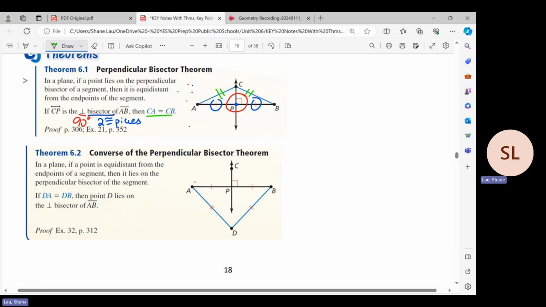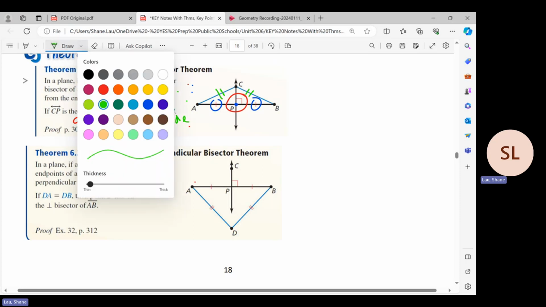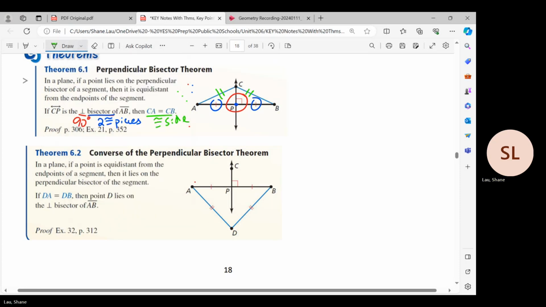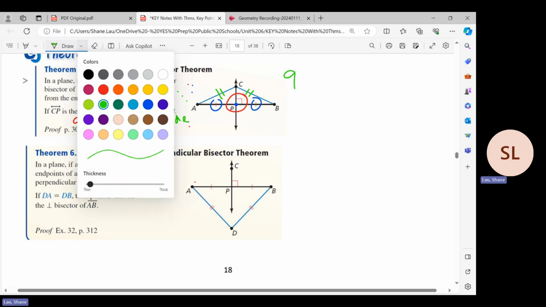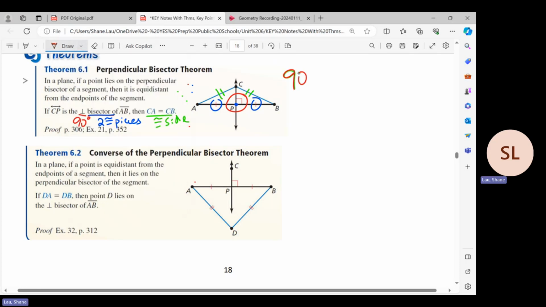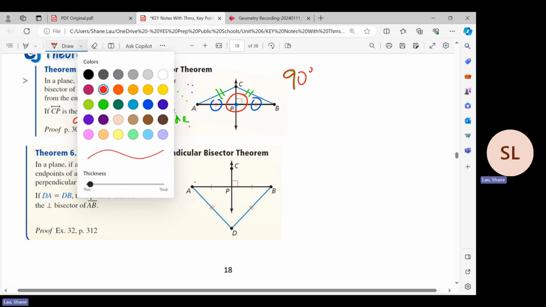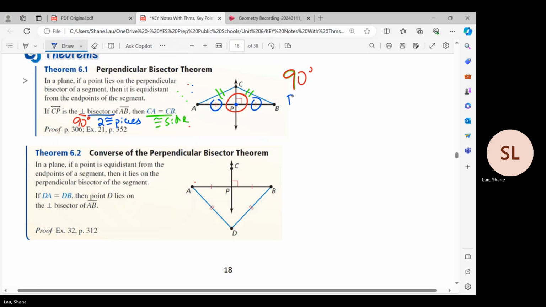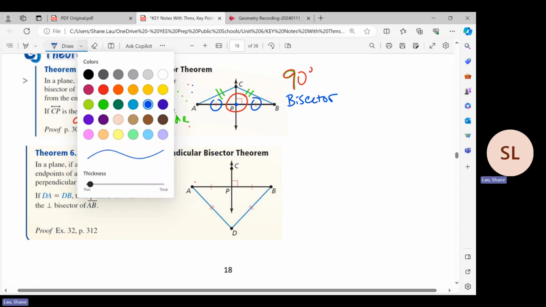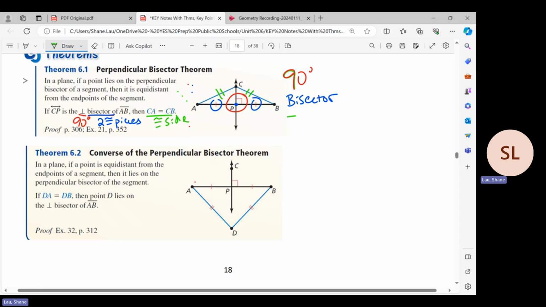So to really break this down, I want us to think about it as if we have these pieces of criteria. Here we need a 90-degree angle. Then we need that bisector. And the last piece of information that we need is those two congruent sides.